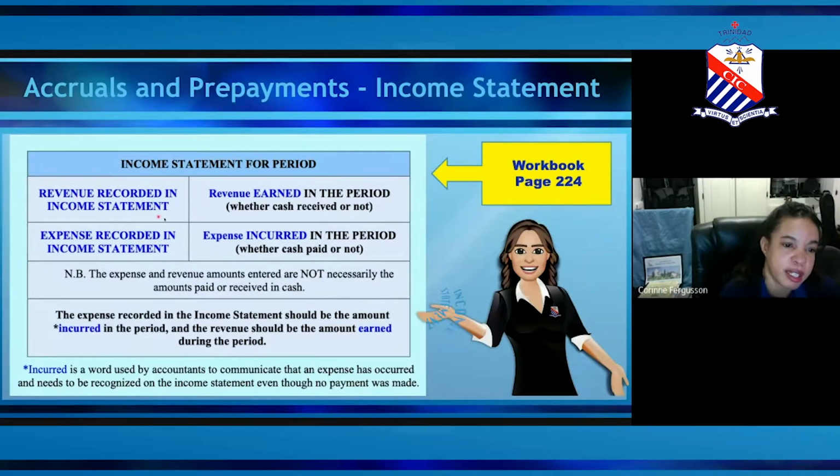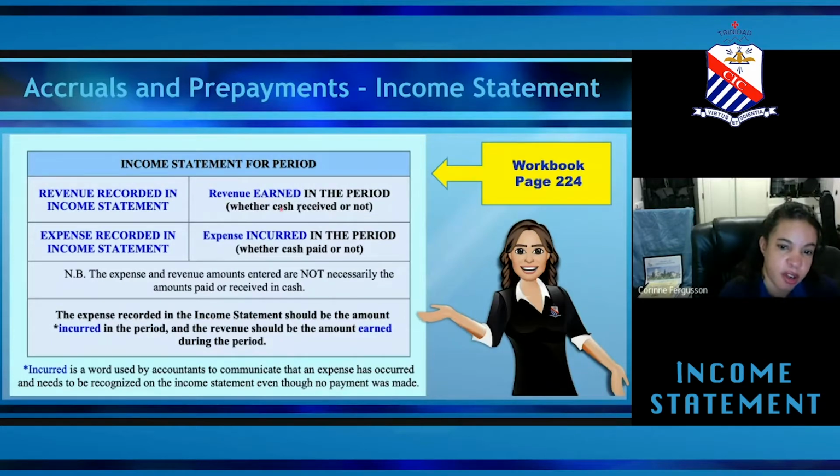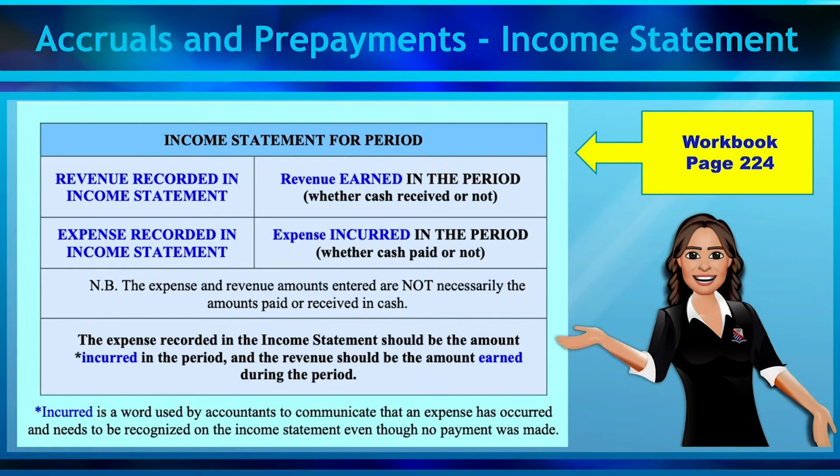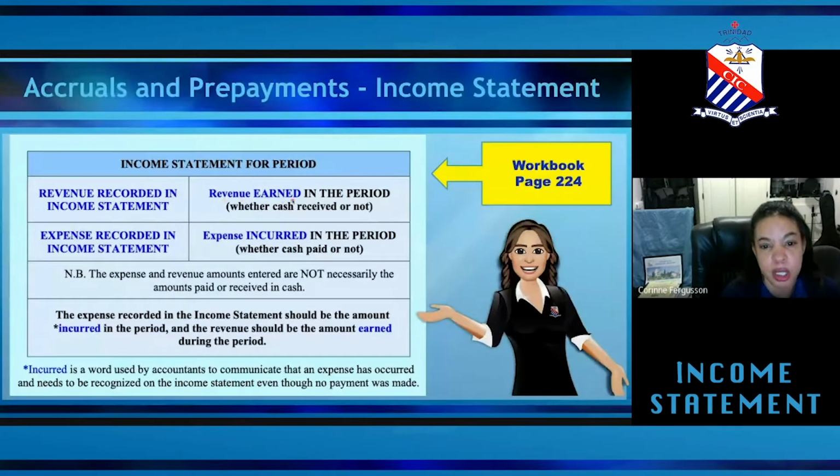Revenue recorded in the income statement is revenue earned, whether or not the cash has been received. So you always have to look for or work towards the amount earned. And the expense recorded is the amount incurred, not the amount paid, but the amount incurred. So for the income statement, this is what you're always working towards: the revenue earned and the expense incurred.